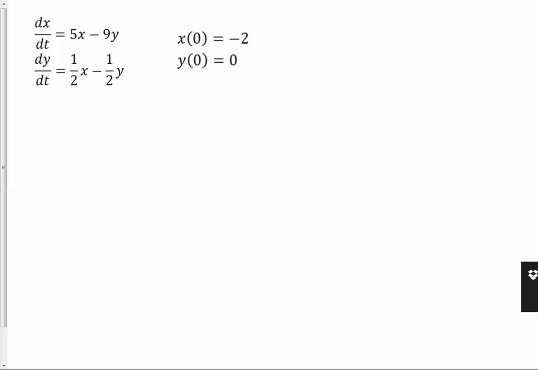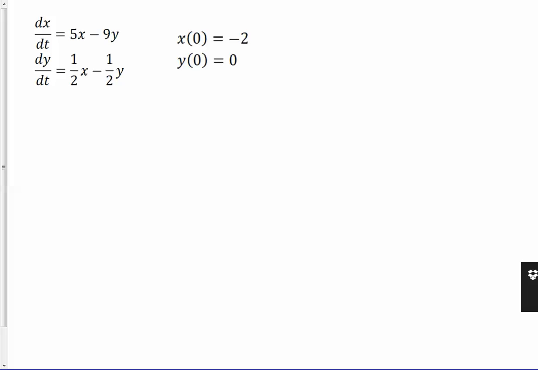So in this video we're just going to do some more examples of linear systems that are homogeneous, constant coefficient. Okay, so you see an example, dx/dt equals 5x minus 9y, dy/dt equals a half x minus a half y, and we have initial conditions.